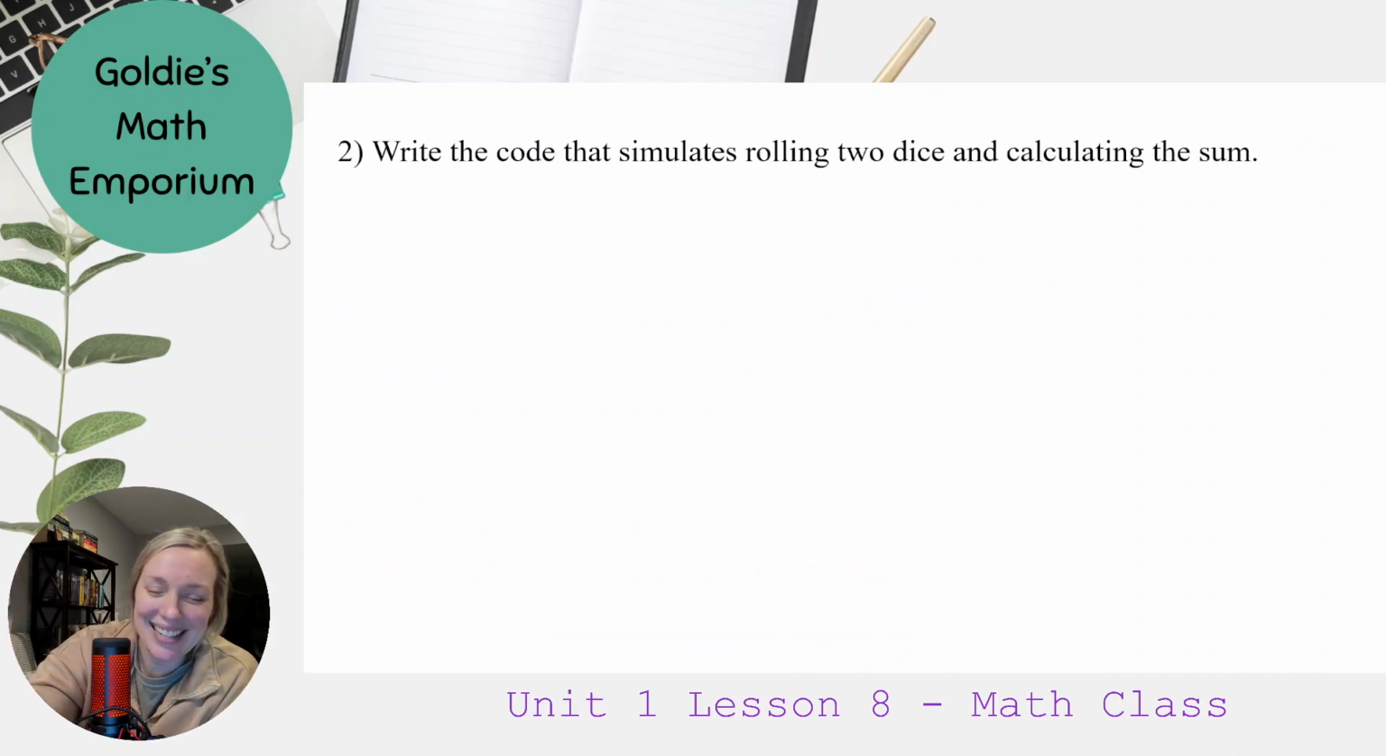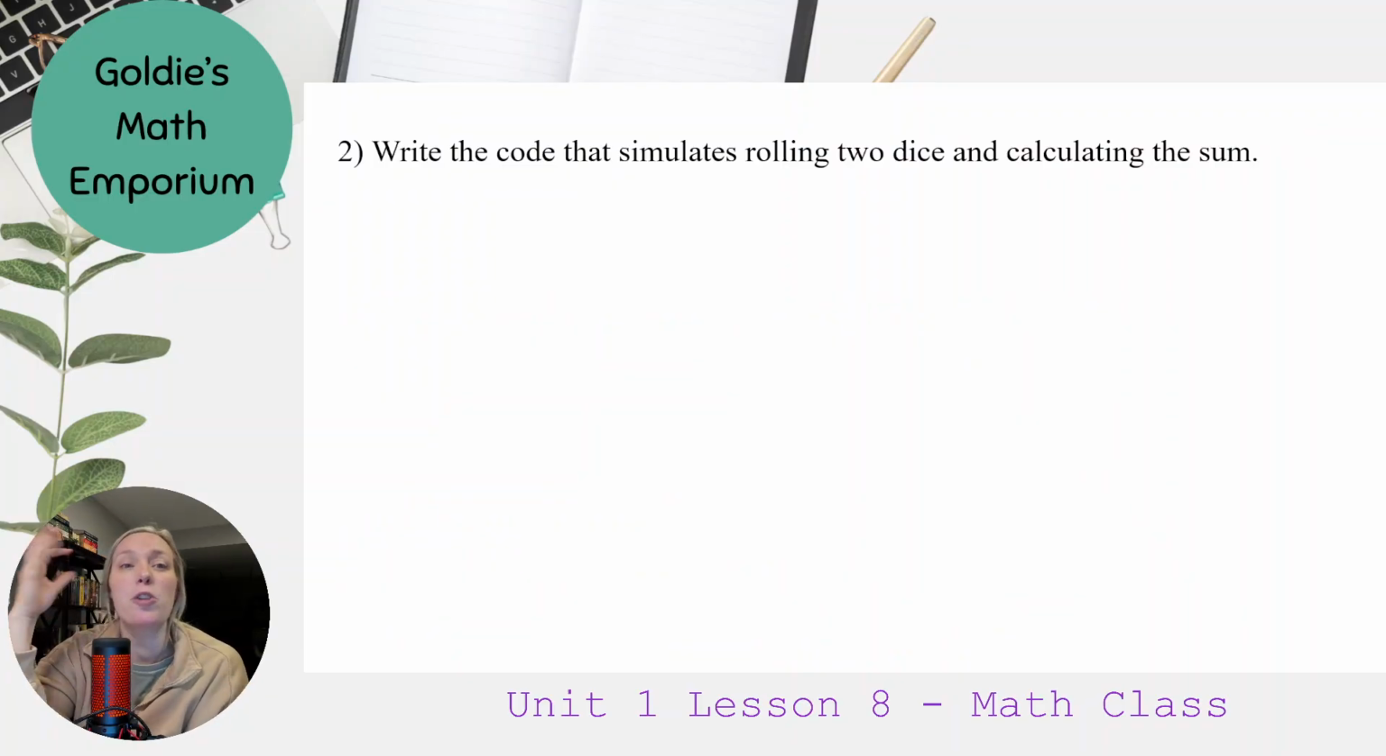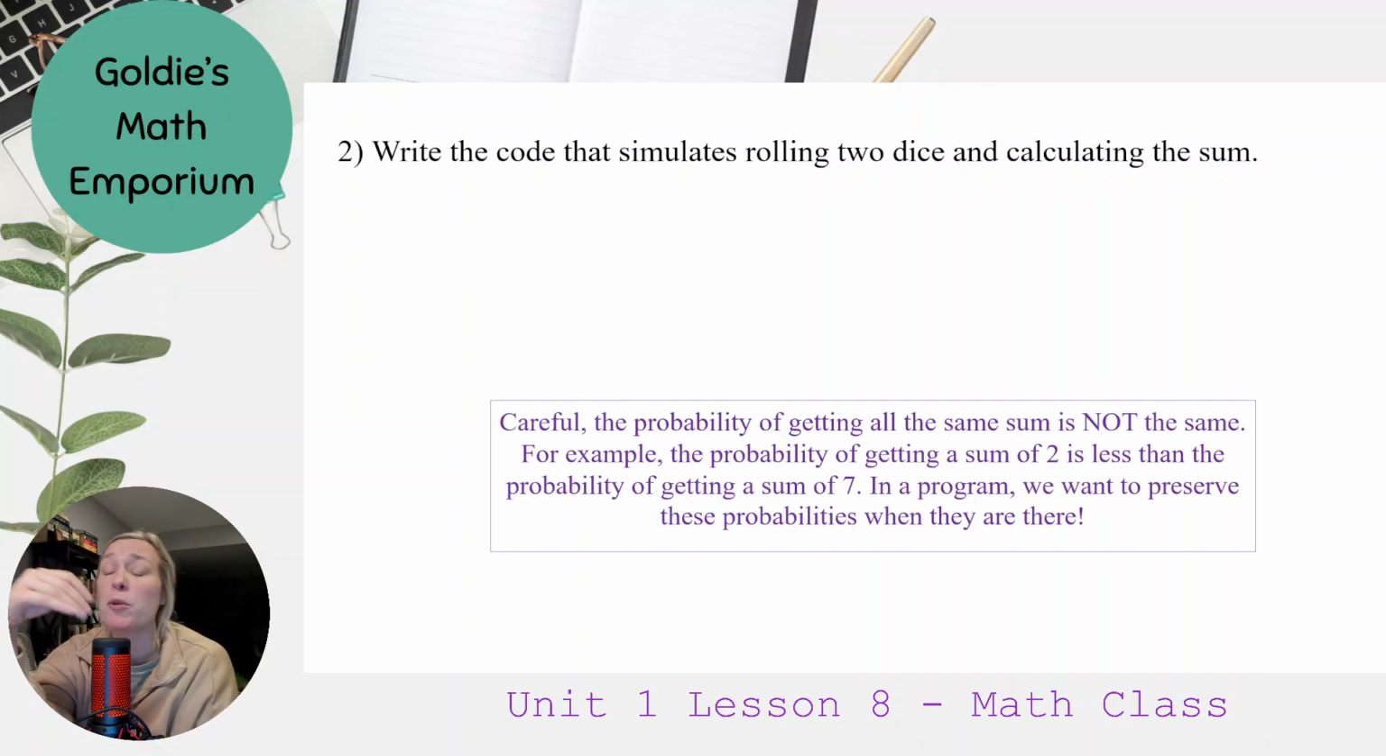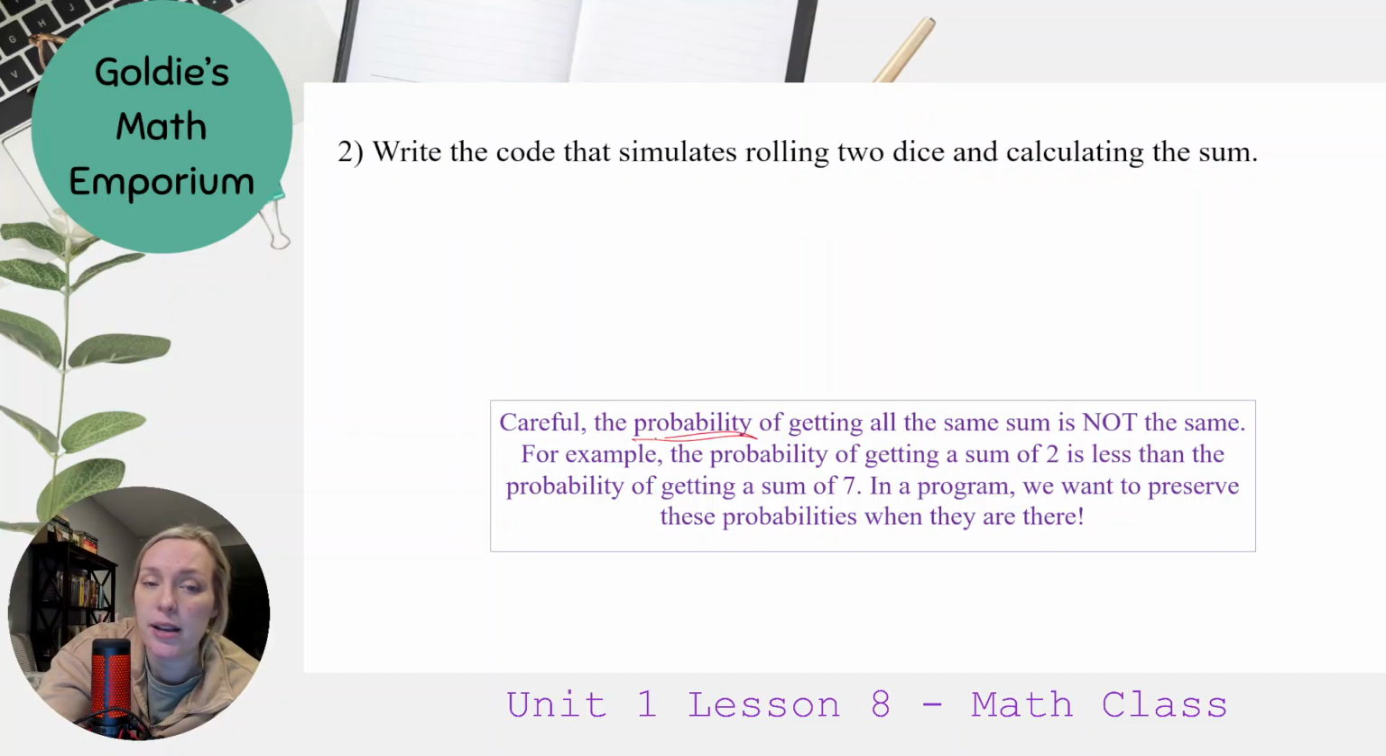Okay. Our last task, the last thing we're going to do in this video, is write the code that simulates rolling 2 dice and calculating the sum. We're expanding on this idea that we need a random number in our program. But what we have to be careful of when writing code that uses random numbers is that we preserve probabilities, okay? I don't say that just because I'm also an AP Stat teacher. We've got to preserve probabilities in our program.